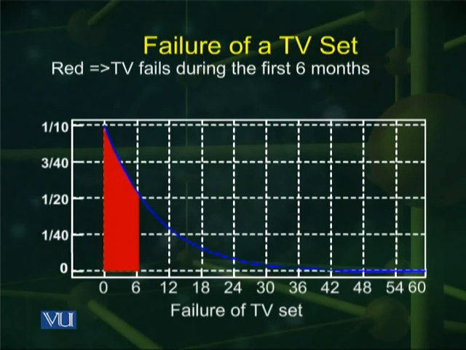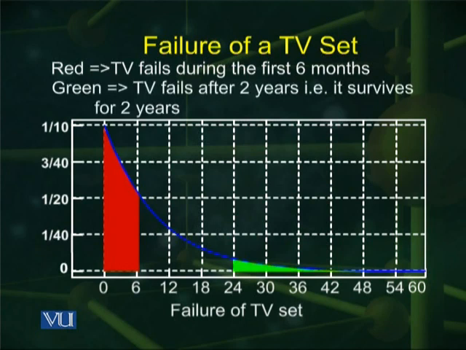The second interesting event that we can look at is that the TV is not going to fail during the first 2 years of service. So it is going to fail any time after 2 years, or 24 months, but it is going to survive the first 2 years of deployment. The probability of that event is shown by the green area, which represents the tail of the PDF after x equal to 24 months, or 2 years.